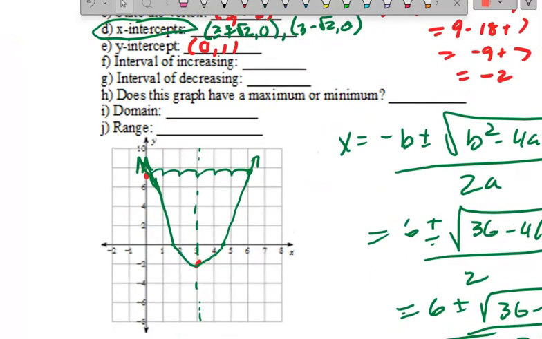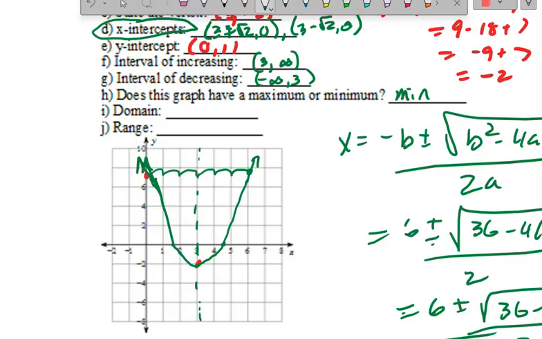Interval of increasing. So it's increasing from 3 to infinity. And see how I don't put the parentheses or brackets until the end. Increasing, so it's got to be a parenthesis, and infinity has to be a parenthesis. Decreasing from negative infinity to 3. And again, parentheses. Does it have a max or min? It's a min.